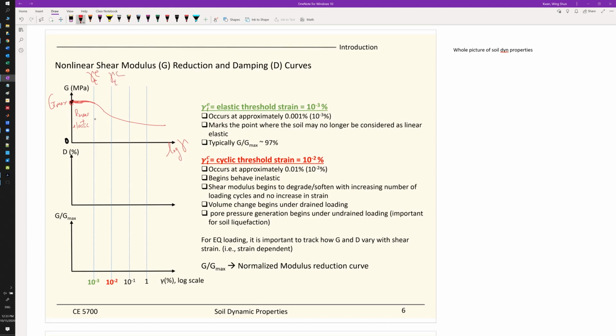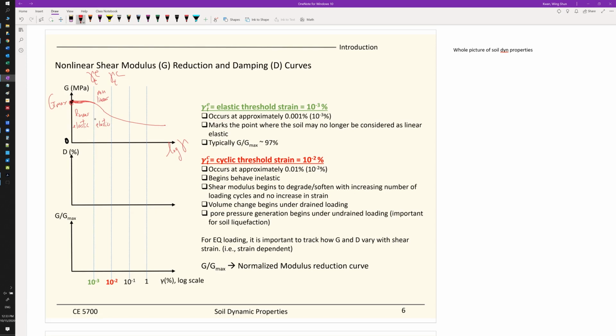you will hit another threshold when you go beyond 10^-2, and this threshold is called the cyclic threshold strain. And what happens here, between the two thresholds, is the soil will start to behave non-linearly. But it still behaves elastically, which means if you do the loading and unloading, you will still go back to the original positions.